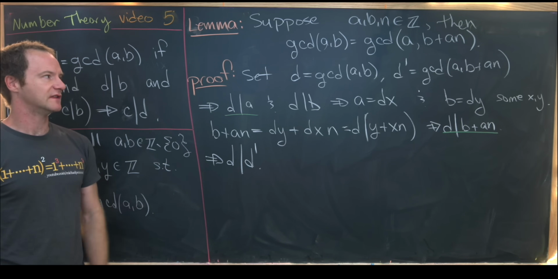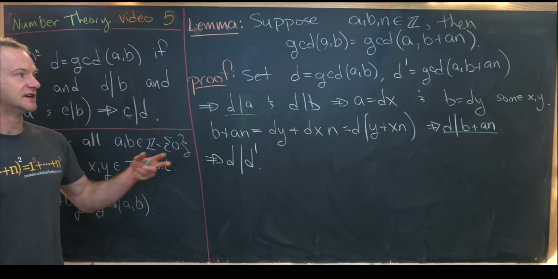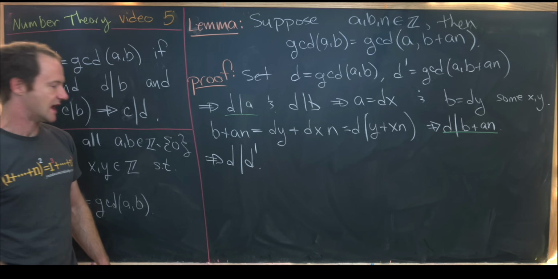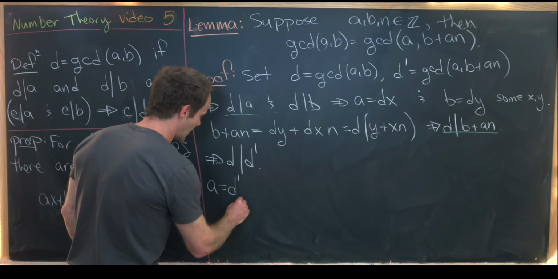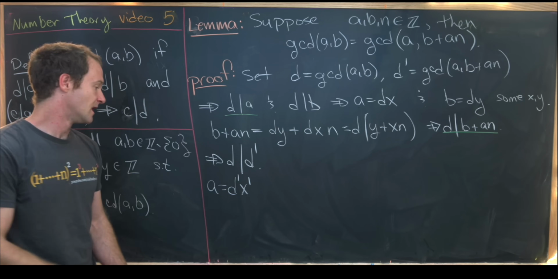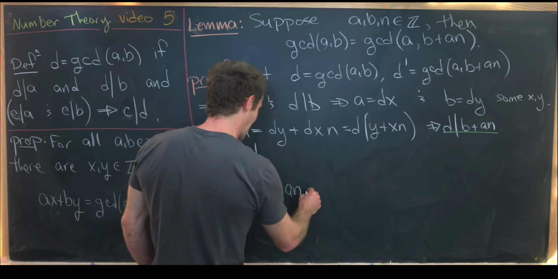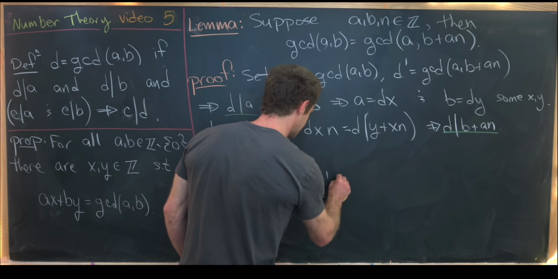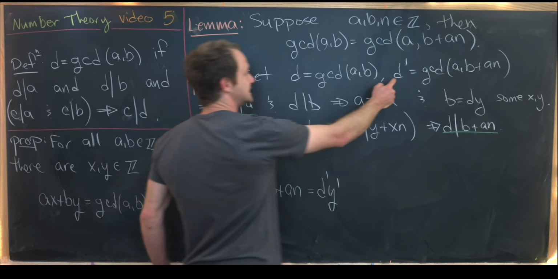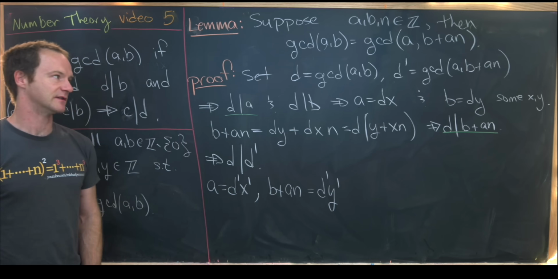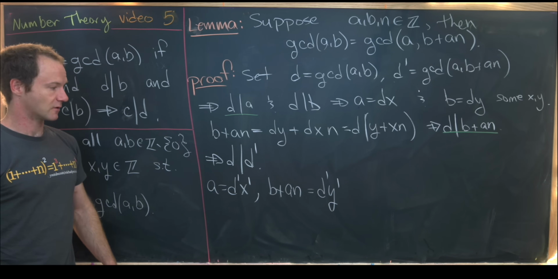Okay, so now let's work in the other direction. We'll take this fact, d prime is equal to the GCD of a with b plus an, to write a as d prime times x prime. And then similarly, we can write b plus an as d prime times y prime. Again, that's because d prime divides a and d prime divides b plus an. I've just cut out this little step here, but that's pretty straightforward.